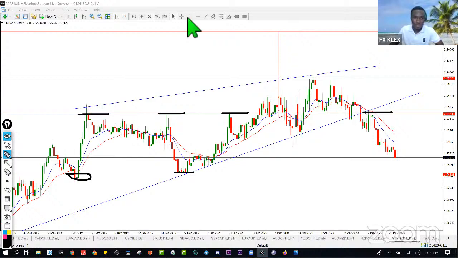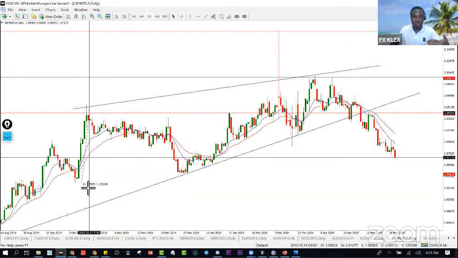If I measure from this zone downward to this zone, this is almost 1,000 plus pips. You can see the distance. So let's look for a very small range where we can see something like 150 pips.